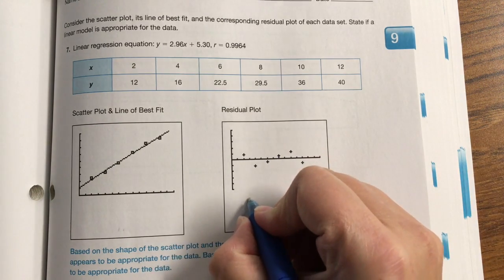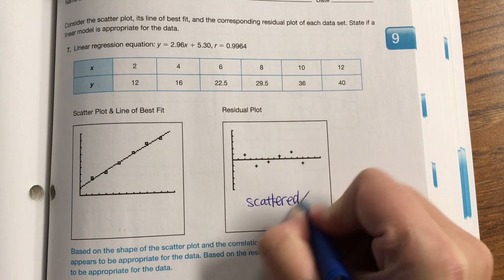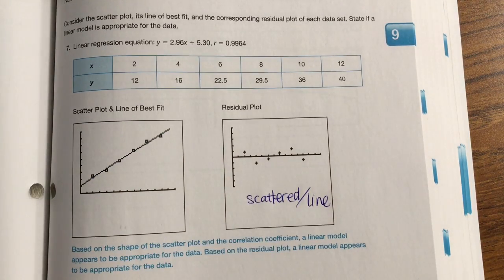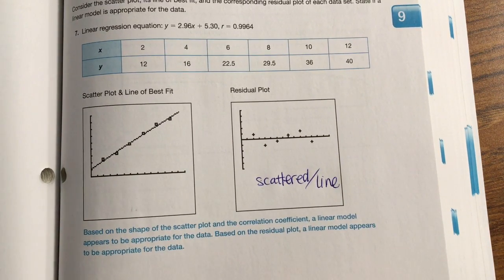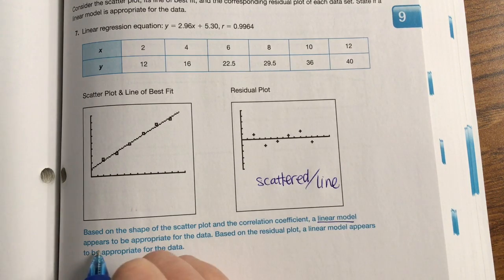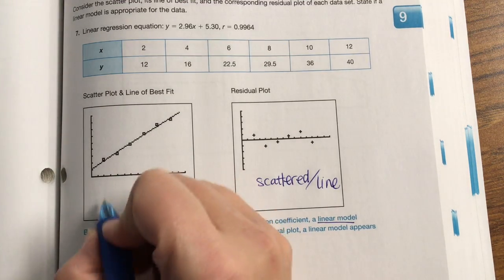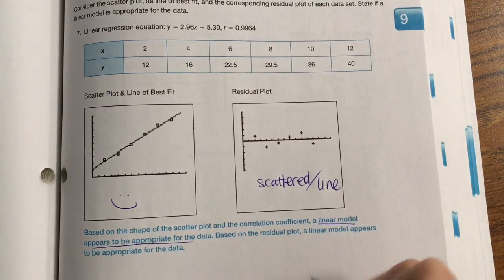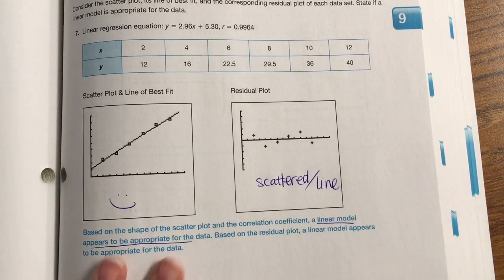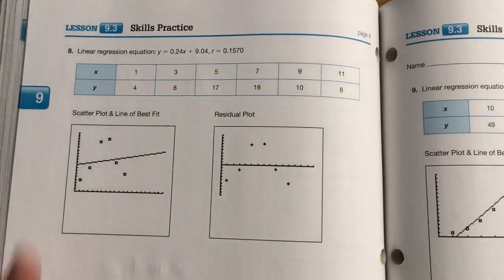So I can see that this is pretty scattered. Would you guys agree that's pretty scattered and kind of like a line? In fact, you can even look here and see that it really fits closely. So they said, based on the shape, linear appears to be appropriate. Looking at the scatter plot, we're good here because it looks like a line. Based on the residuals plot, it also appears to be fine because it was a scattered or a line one. So let's do the next one.